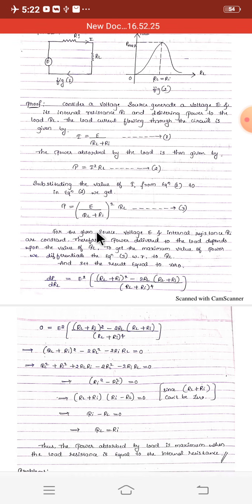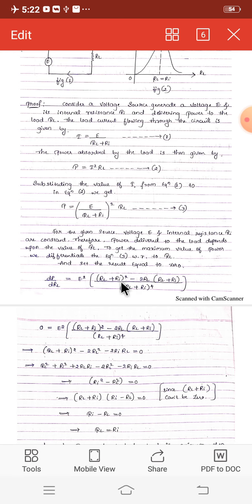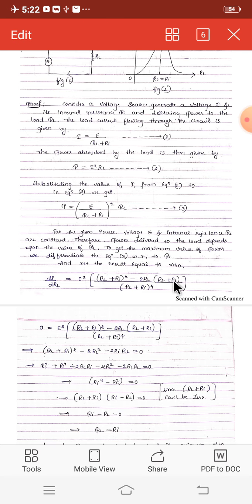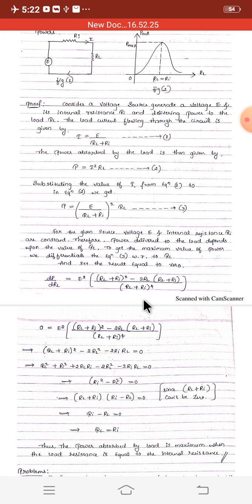Next, V as it is. Square is there, no? So V as it is. Differentiation of RL is 1. Next minus, RL plus Ri square is there. So (RL plus Ri) square means what? 2 (RL plus Ri), this square means that becomes 4. Next dP by dRL, that is equal to 0.